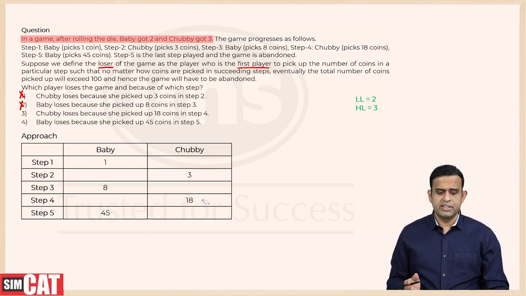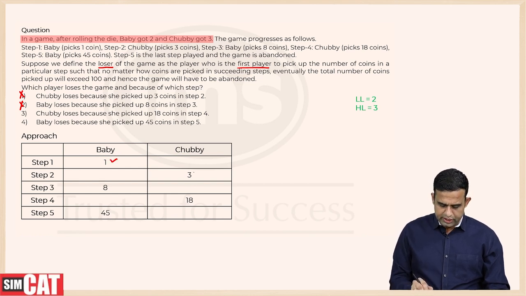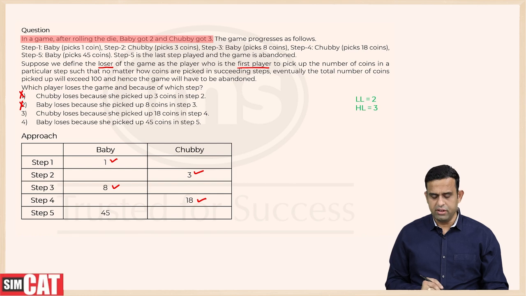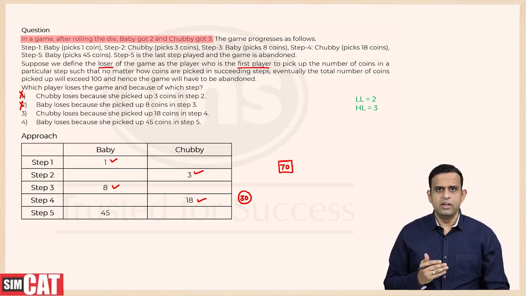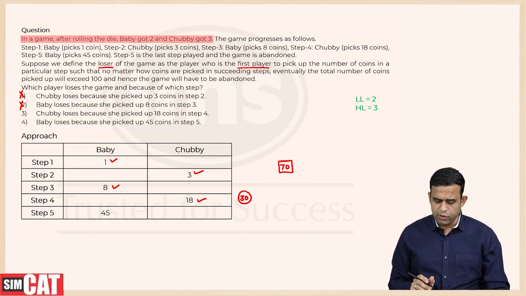Let's look at option number 3, where they say that Chubby loses because C picked up 18 coins in step number 4, which means 1, 3, 8, 18 are perfectly fine. Now understand that at this particular moment the total is 30, which means the number of coins still to be picked by the two people should be 70. So if I look at the least possible and the max possible number of coins which can be picked by Baby in step number 5, it will be a number between 18 into 2, that is 18 into LL, and 18 into 3, which is between 36 and 54.